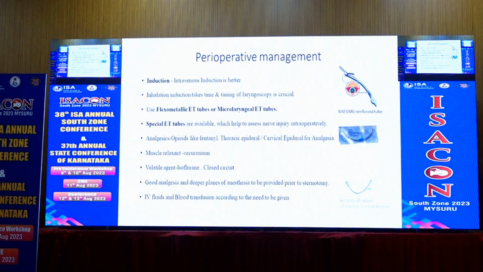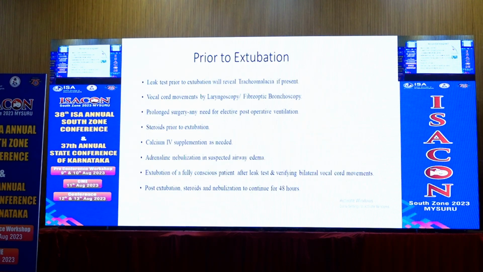Analgesic, opioid like fentanyl, thoracic epidural and cervical epidural analgesia have been described, and people are using it. Muscle relaxant vecuronium, and isoflurane is the ideal choice of volatile agent, with a closed circuit. So good analgesia and deeper planes when they are going to do a sternotomy. Please remember that. And IV fluids and blood transfusion according to the need to be given.